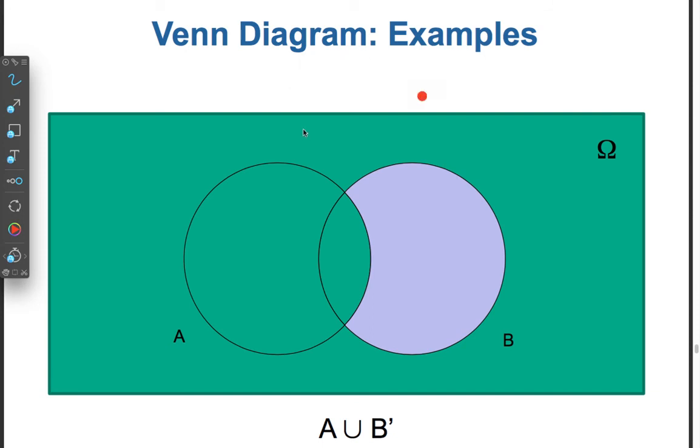Venn diagram example. Here the green rectangular box is the universal set omega, the first circle is denoted as A, and the second circle is denoted as B. Here A union B complement means only B, leaving A completely, and only B. It means the gray, not colored part is only B, or we can also say A union B complement.